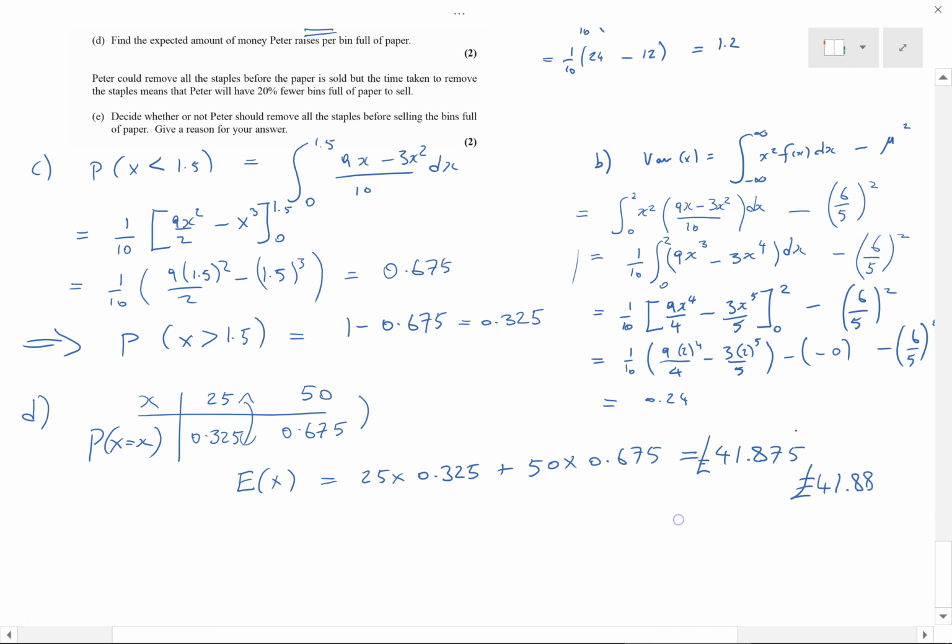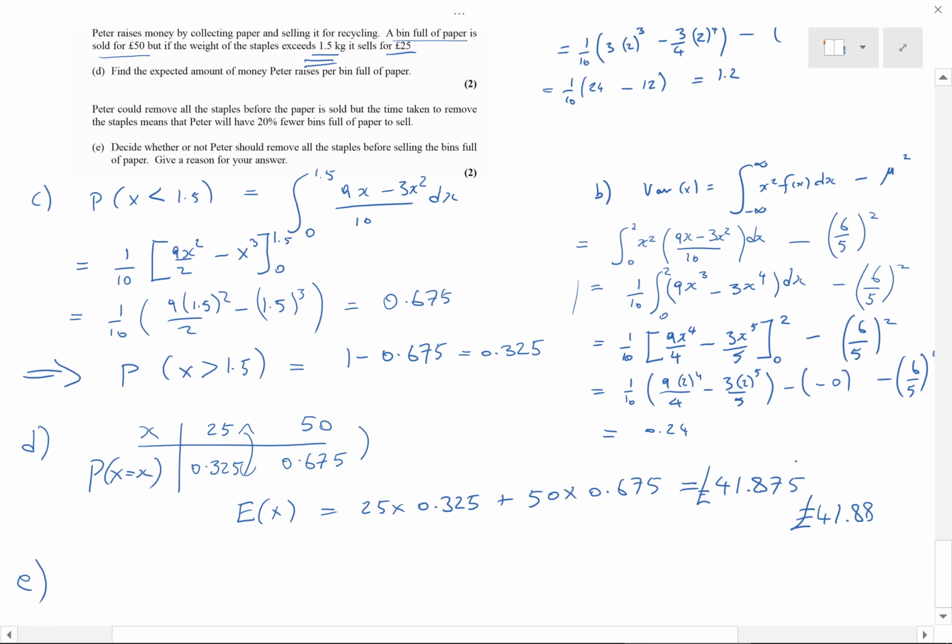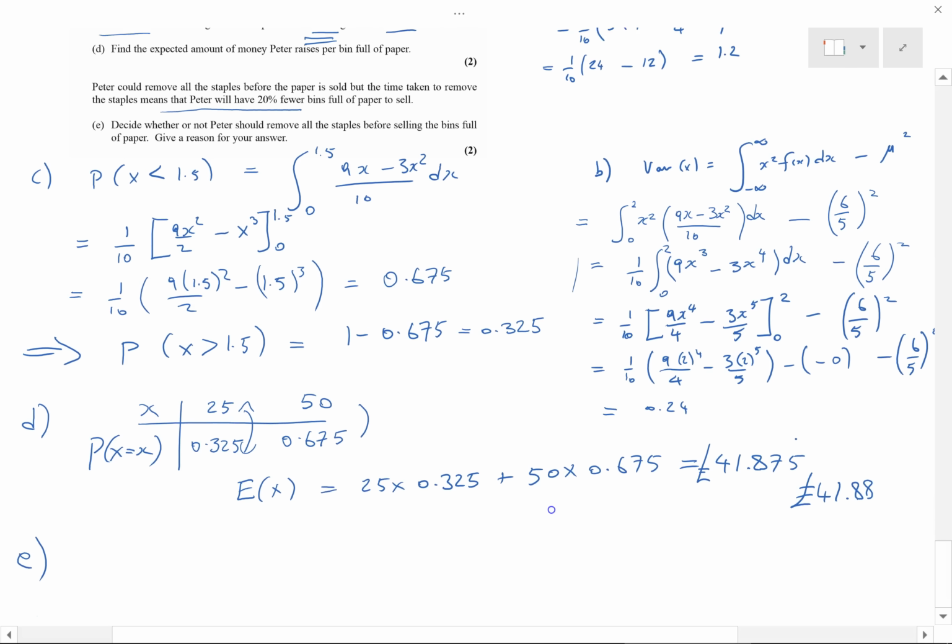And then for the final part, it says Peter could remove all the staples, but the time taken to remove the staples means that Peter will have 20% fewer bins full of paper to sell. Decide whether or not Peter should remove all the staples before selling the bins full of paper. Give a reason for your answer.